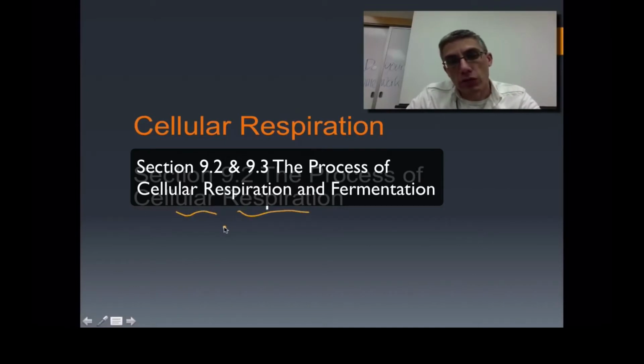Now, if you think back to Section 9.1, this would be our very first screencast for Chapter 9, we had talked about three separate processes that are going to be used in cell respiration to produce ATP. And that first process we had looked at was a process called glycolysis. And in glycolysis, we were able to produce two ATP molecules.